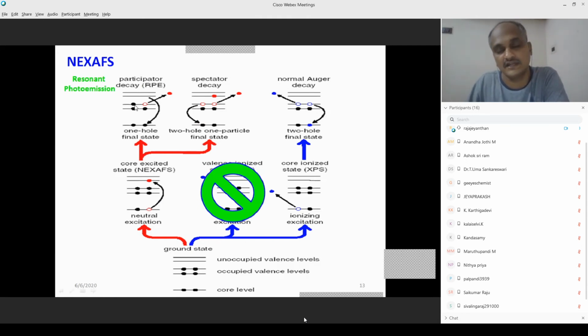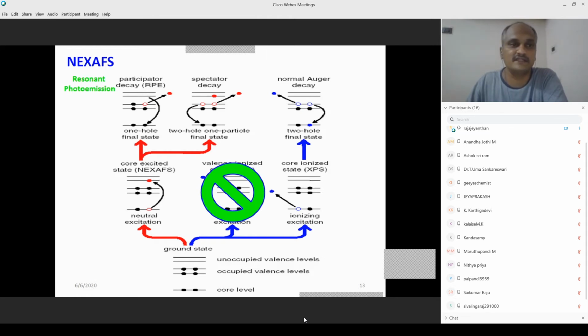If this has happened, then it is called participator decay. In the other case, the core electron that is excited from the core level to the unoccupied valence level will remain there. By taking this energy, one electron in the occupied valence level will be emitted and release the energy. By taking this energy, the electron neighboring it in the occupied valence shell will return to the core level. If this happens, then it is called spectator decay.